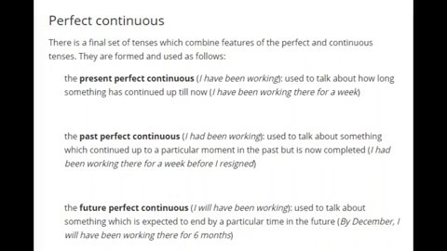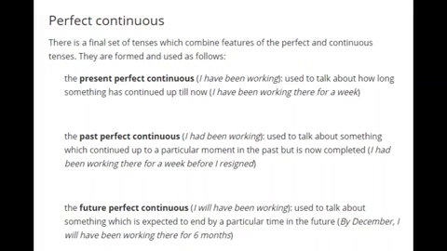Okay. Now the past perfect continuous. I had been working. It is used to talk about something which continued up to a particular moment in the past but is now completed. Example, I had been working there for a week before I resigned.